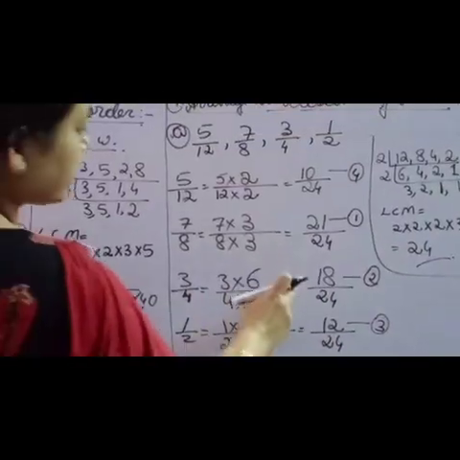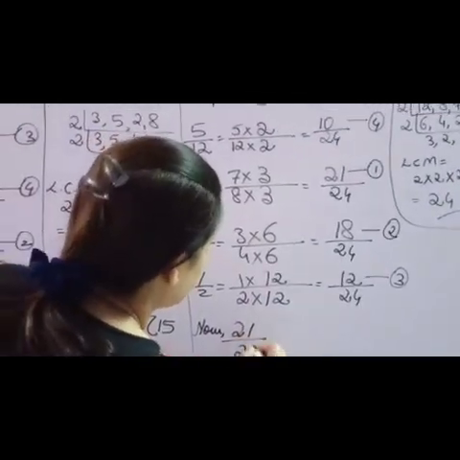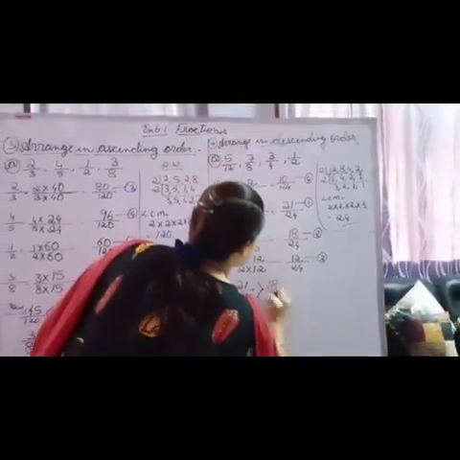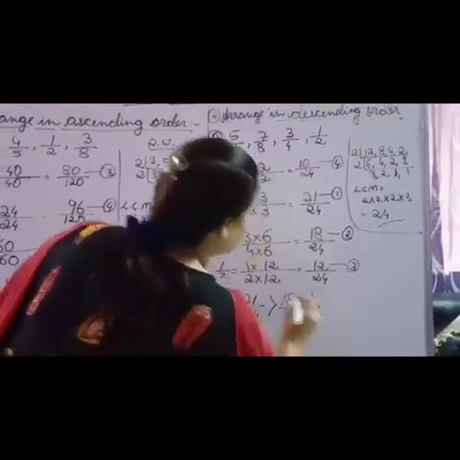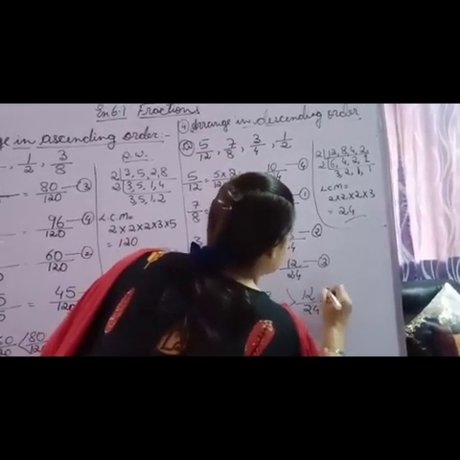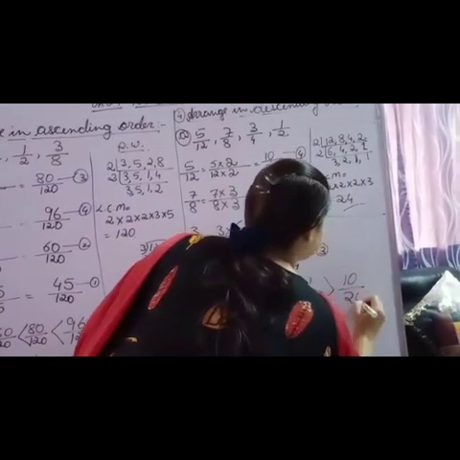Okay. Now start writing. Since it is descending order, first I will write the biggest number. So the biggest is 21 by 24. This is greater than 18 by 24. Again 18 by 24 is greater than 12 by 24. And this is greater than 10 by 24.